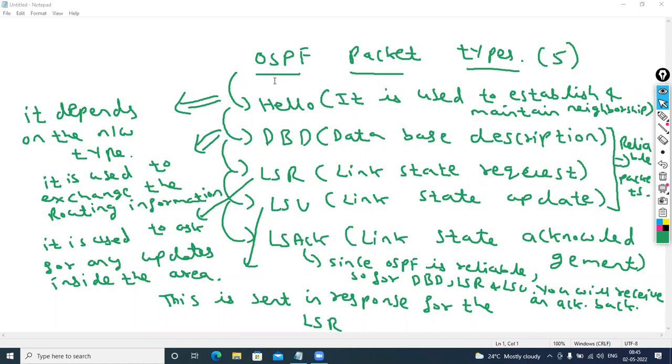Since OSPF is reliable, for DBD, LSR, and LSU, you'll receive an acknowledgement back. Done? One minute. Okay, so let me know. Yeah, done. All right.